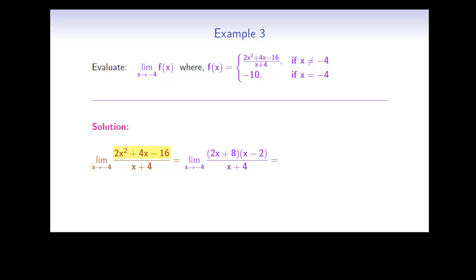We should factor the numerator to get 2x plus 8 times x minus 2. Factor even further by taking out a common 2. Now we see that x plus 4 cancels. This means that we no longer have division by 0, so we can insert x equals negative 4, simplify, and the final answer is negative 12.